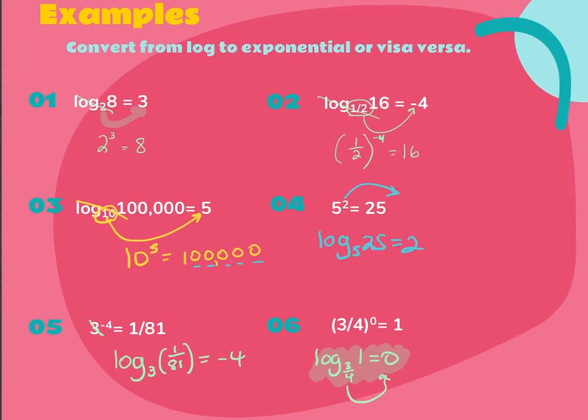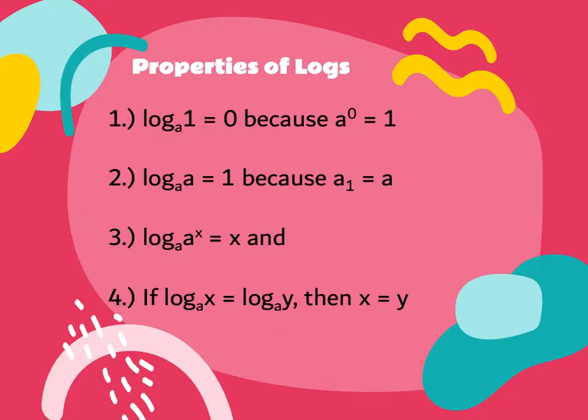Easy stuff, right? Okay, so here are some properties to remember. If you have log of any number, whatever the base is, and the big number is 1, it's always going to be 0. So log base 5 of 1 is 0. Log base 25 of 1 is 0. Log base 1/2 of 1 is 0. Because any number raised to the 0 power gives me an answer of 1. So the only way to get from 5 to a power to 1 is by raising it to the 0 power.